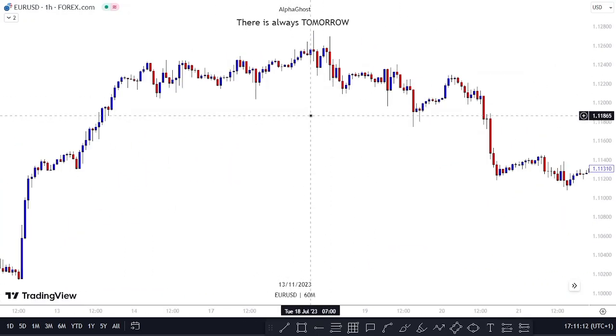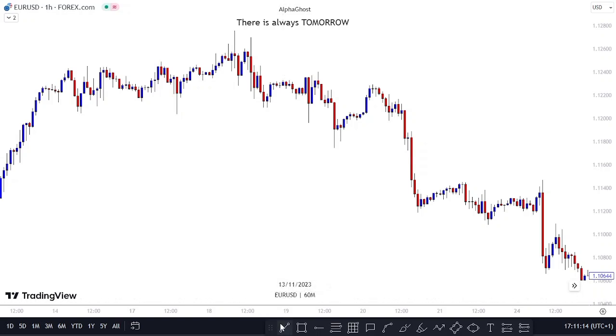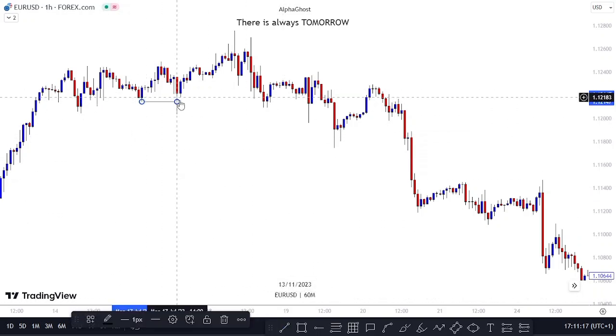Let me just go quick one with this. Let's look here. Price swept liquidity.